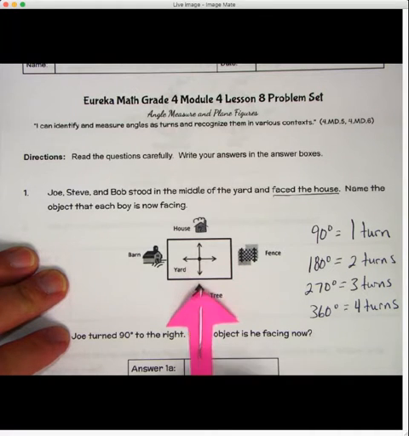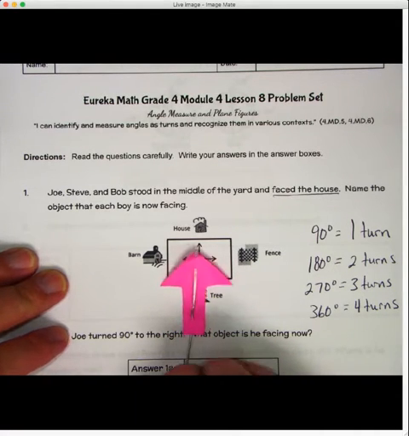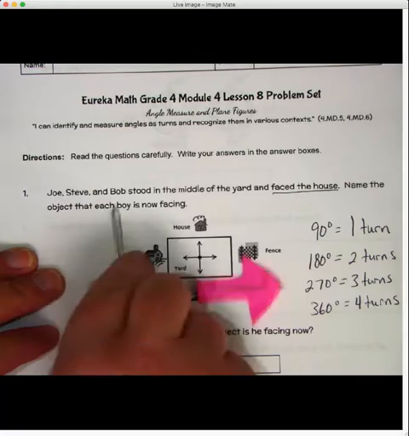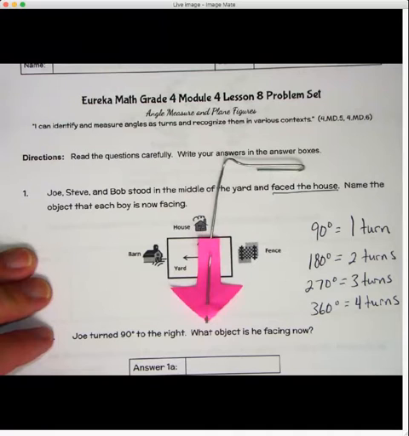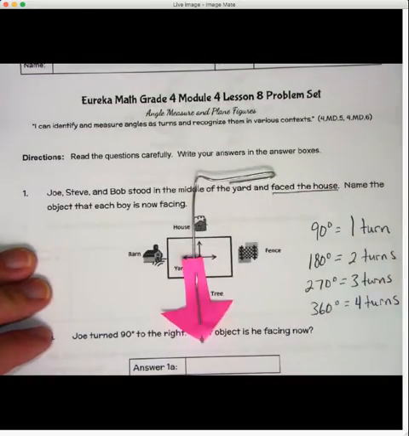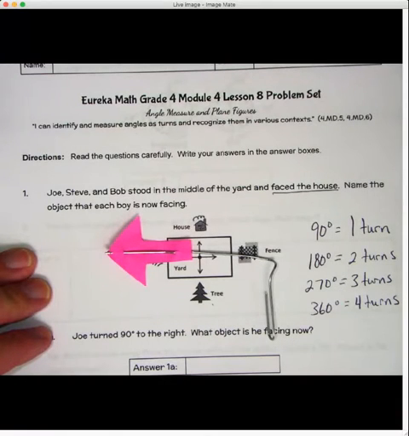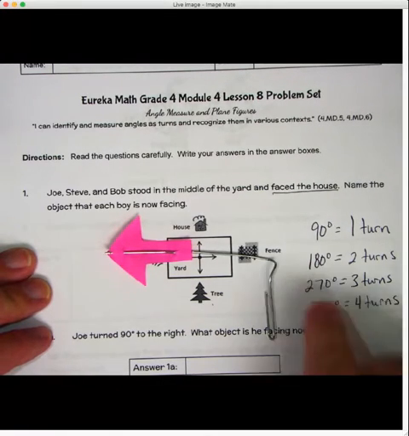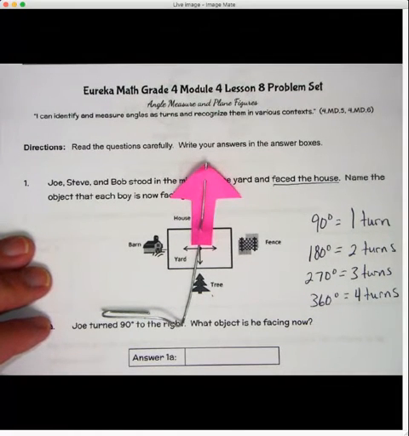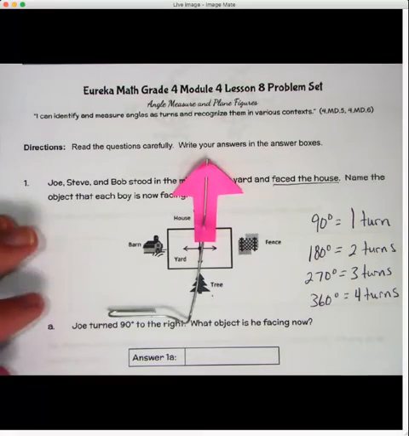So if we're looking at this picture right here, and I make one turn to the right, then I made a 90-degree turn. If I'm looking at the house and I do two turns, 1, 2, that's 180 degrees. It's the opposite direction. If I do 3 turns from the beginning, 1, 2, 3, that's 270 degrees. And then all the way around, 4 turns would be 360, just like a circle has 360 degrees in it. So we're going to be looking at some problems today that make sure you understand those things.